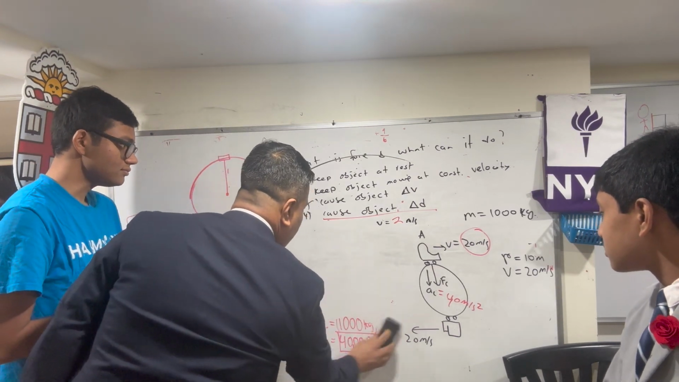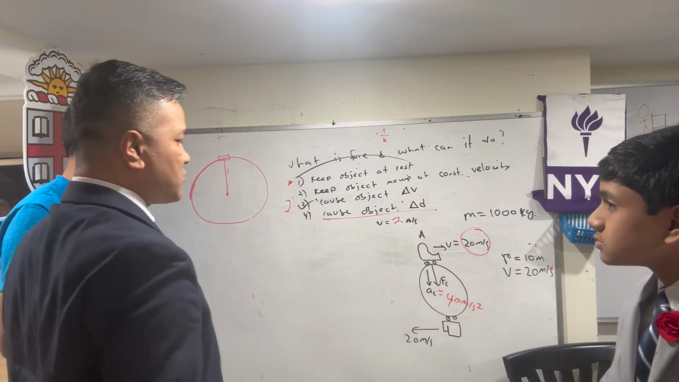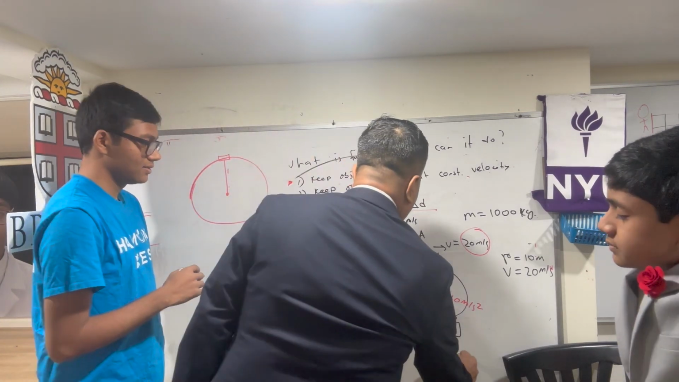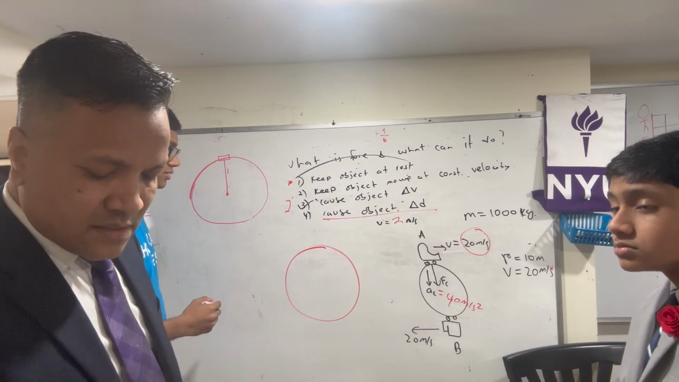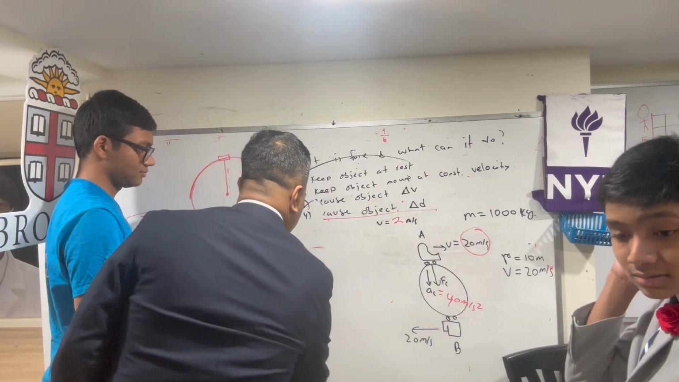At location A, Raf, you're going to do location A. Isaac is going to do location B. Okay, go ahead. Only the car.